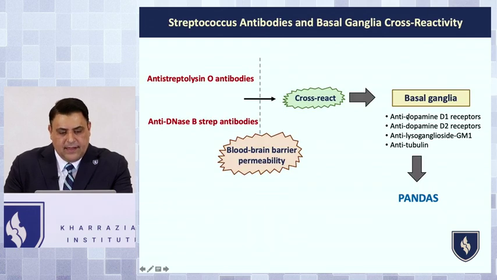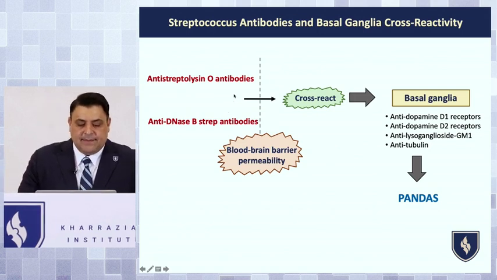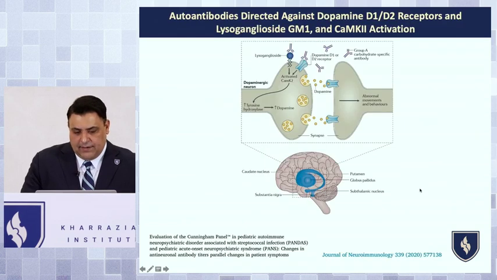But when they get a streptococcal infection, these anti-streptolysin antibodies get formed as a normal immune response. Anti-DNase B strep antibodies get formed. These are antibodies that attach to proteins on the pathogen to destroy it. But you can see here, the blood-brain barrier is permeable, and they probably have loss of immune tolerance. They cross-react against the basal ganglia. These are target proteins, and they get acute neuropsychiatric symptoms called PANDAS.